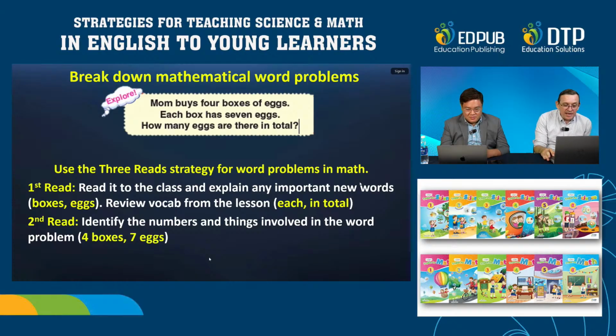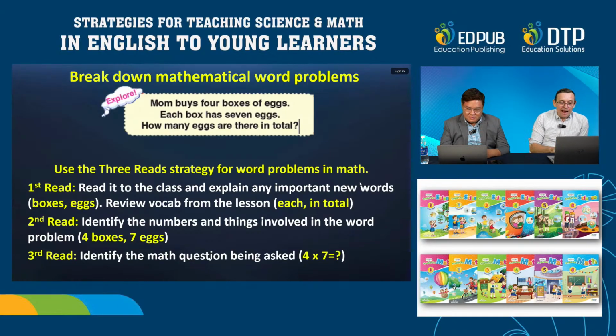And in the third read, we identify the math question being asked. So we can see that we've got 4 boxes and each box has 7 eggs. So we know we need to do 4 multiplied by 7 equals. So this is the way to approach a mathematical word problem. And I recommend doing this nearly all the way through primary school until the students are comfortable enough to be able to do this themselves.